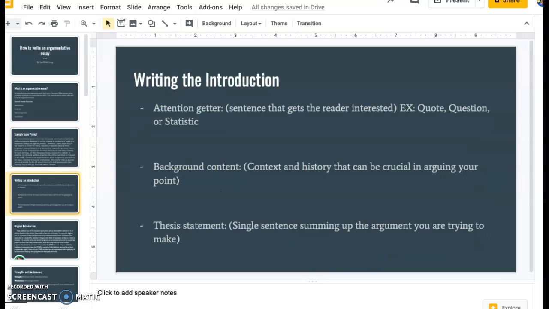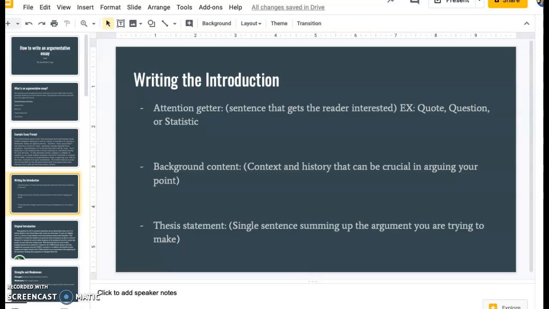So, let's go into writing the introduction. You will basically need about 3 things, but a lot of detail goes into each component. So an attention getter. This is basically a hook, something to entice the readers, something that makes them intrigued and wanting to read more. This can be either a quote, a question, or a statistic. It can be a lot of other things too, but those are basically 3 things that it can be.